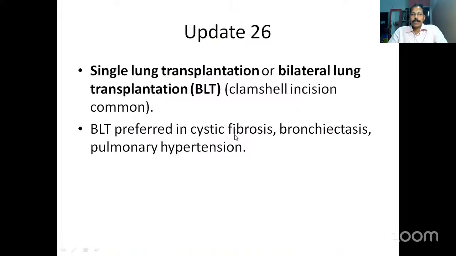So we can do a single lung transplantation or a bilateral transplantation. The incision we are using for this is the clamshell incision, right? So the indications for bilateral transplantation being cystic fibrosis, bronchiectasis, and pulmonary arterial hypertension.